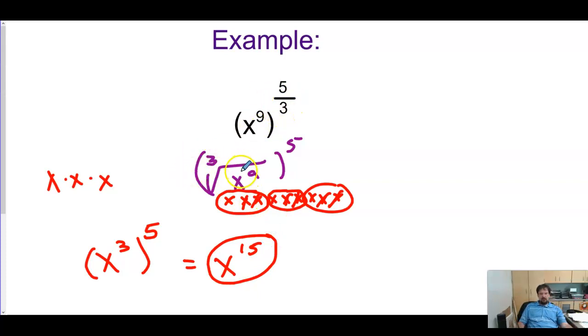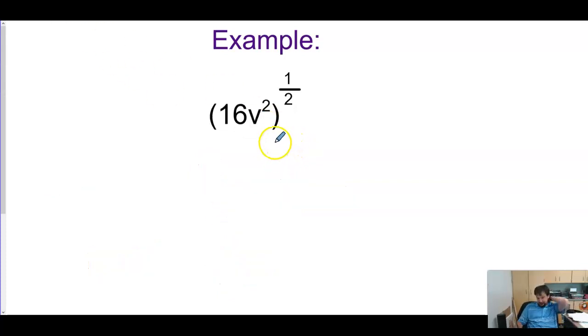Okay, so I changed the form, I simplified the radical and got my x cubed, and then I took care of the exponent by multiplying those together. And those are your 3 steps that you're going to do with this assignment. Okay, let's try another one. 16v squared to the 1/2 power.